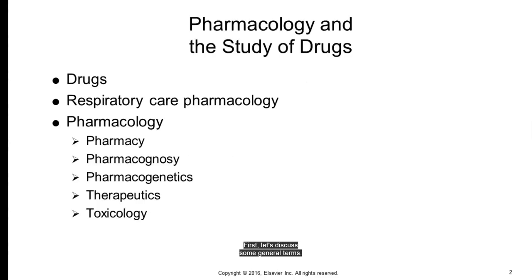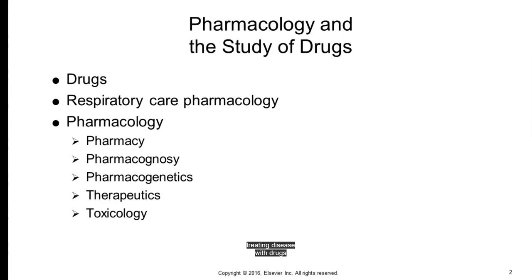First, let's discuss some general terms. Pharmacology is the study of drugs, including their origins, properties, and interactions with living organisms. Pharmacognosy is the identification of sources of drugs, for example, thyroid medicine developed from dissected pig thyroids or digitalis from the foxglove plant. Pharmacogenetics is the study of interrelationship of genetic differences in drug effects.